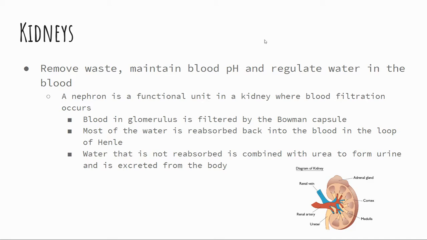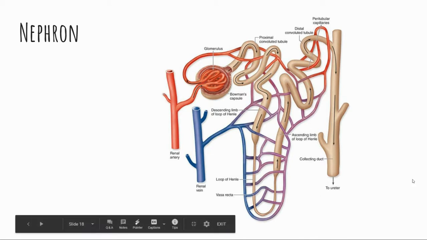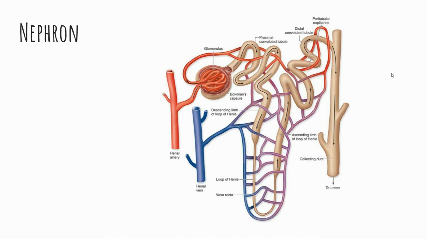Blood in a glomerulus is filtered by the Bowman capsule. Most of the water is reabsorbed back into the blood in the loop of Henle. Water that is not reabsorbed is combined with urea to form urine and is excreted from the body. Remember, urea is basically ammonia with some other trace waste elements. All right, so here is a zoomed in picture of a nephron. You can see the loop of Henle here, which is where water reabsorption is. Different parts of the kidney filtration system here in the nephron.